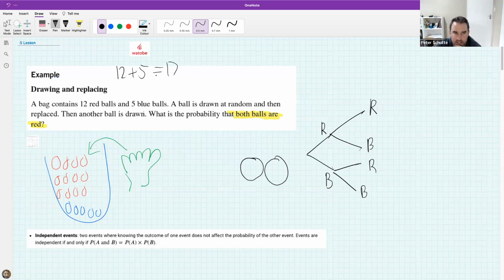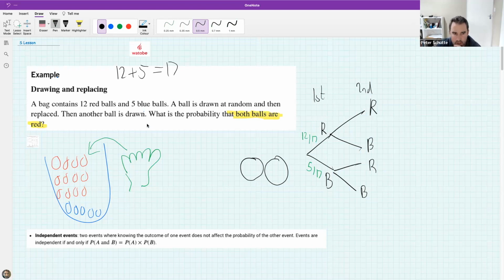When you've completed this, just put done in the chat. So the chances of getting a red are 12 out of 17, and the chances of a blue are 5 out of 17. That was our first go, but there's also a second one.